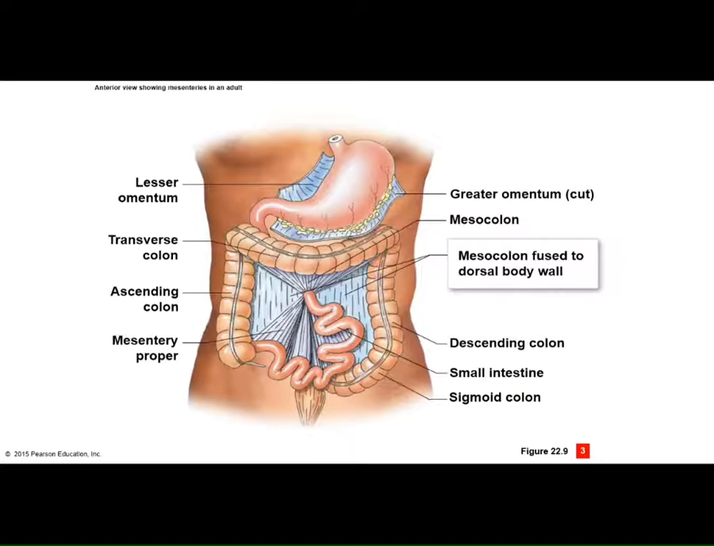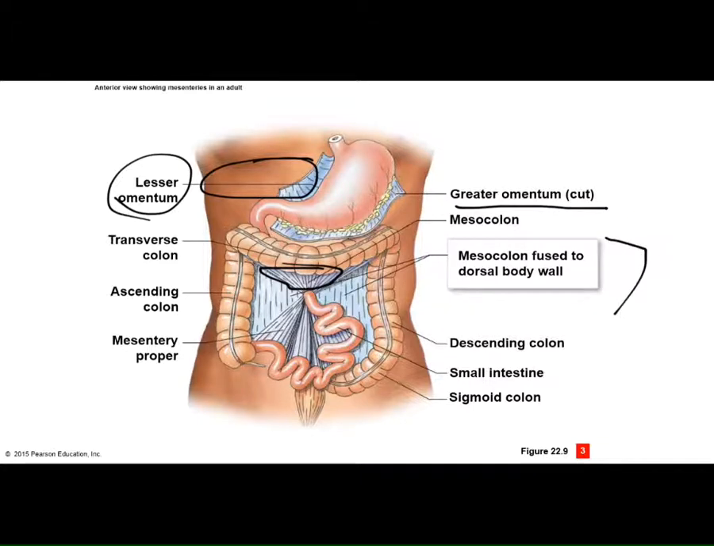So if we take a look then at the adult, here's the stomach. We see the greater omentum has been cut from this view. The mesocolon here, and you can also see the lesser omentum here, back behind the liver, over here, liver and stomach side. And then the mesocolon will be fused to the dorsal body wall. So we'll see that layer gets fused to the back wall of the abdominal pelvic cavity.